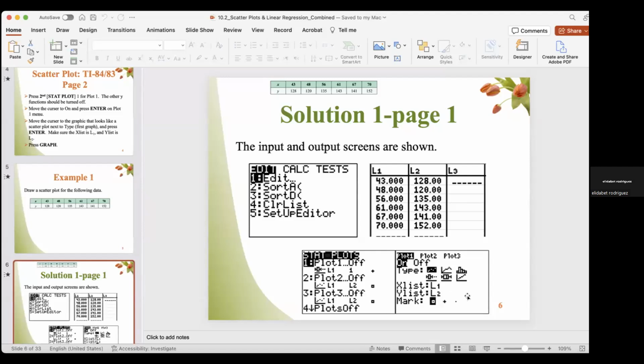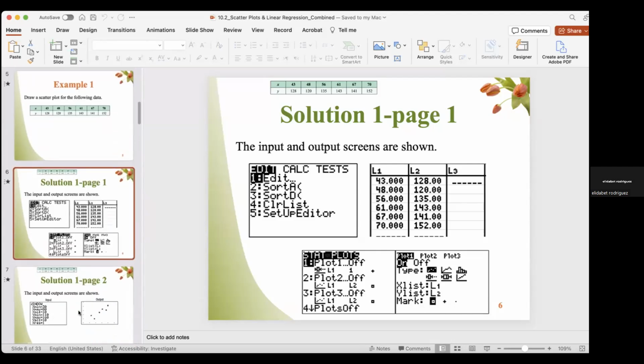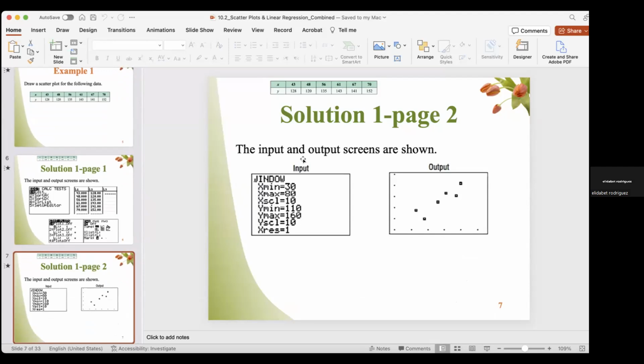You see that in this window, you don't see the option of the color, okay? Previously, the calculator that I had didn't give me an option for the color. So after mark, I just said quit. Second mode quits, then it takes you to the home screen. Then now here, instead of pressing the zoom key and choosing zoom stat, I clicked the window key, and I went a little bit below the smallest X value. The smallest X value that I had is 43.